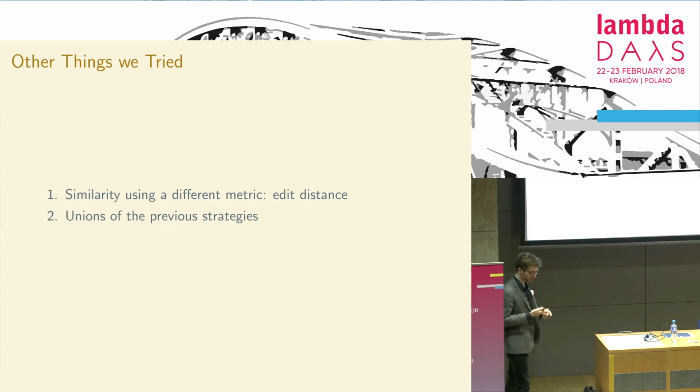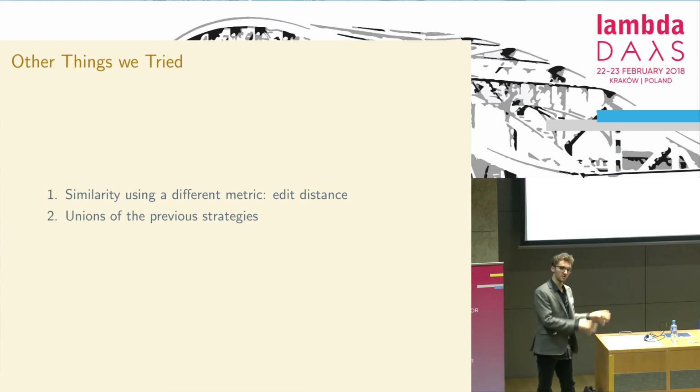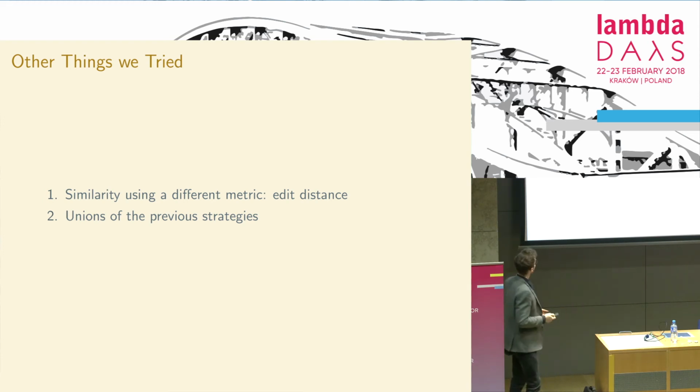We've also tried some other things, like other kinds of distances. Instead of the Hamming distance, we can choose the edit distance or whatever. We've also tried unioning the previous strategies, where you say the 5 most similar by name and the 5 most similar by type. Turns out it wasn't really better.